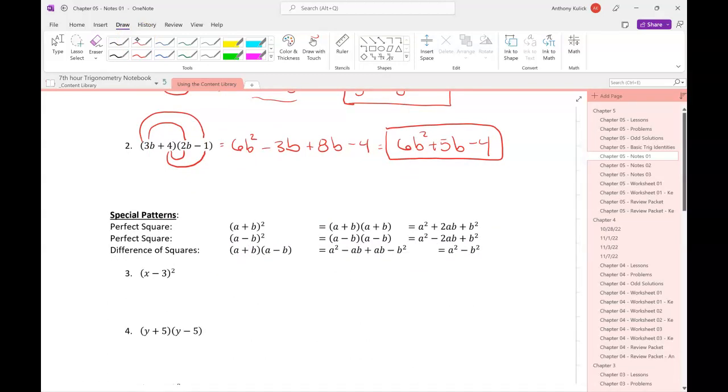Now, foiling, again, always works, but there are a couple of special multiplication patterns that we can use to shortcut our way through things. Those three special multiplication patterns are the perfect square where you're adding, the perfect square where you're subtracting, and then the very popular difference of two squares.